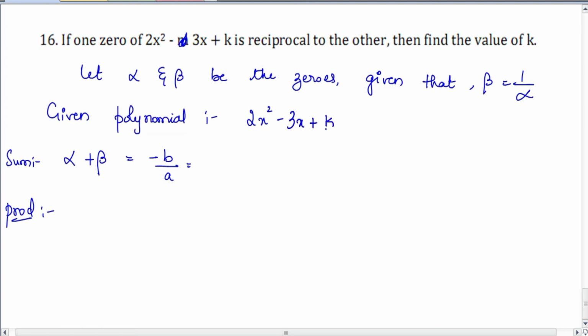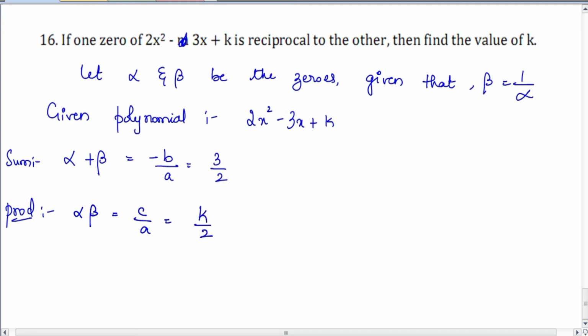You will not have two different unknowns. Minus b by a: b is minus 3, so minus b will be plus 3 by 2. Then product is alpha into beta, which is c by a, right? C by a is k by 2.